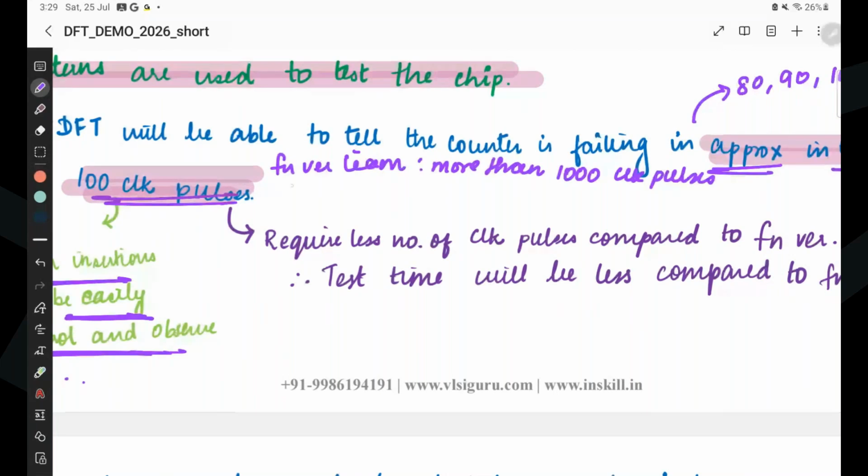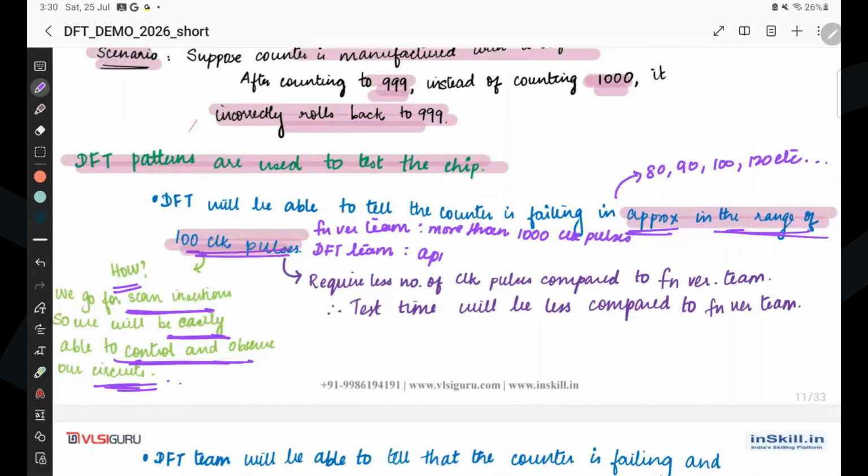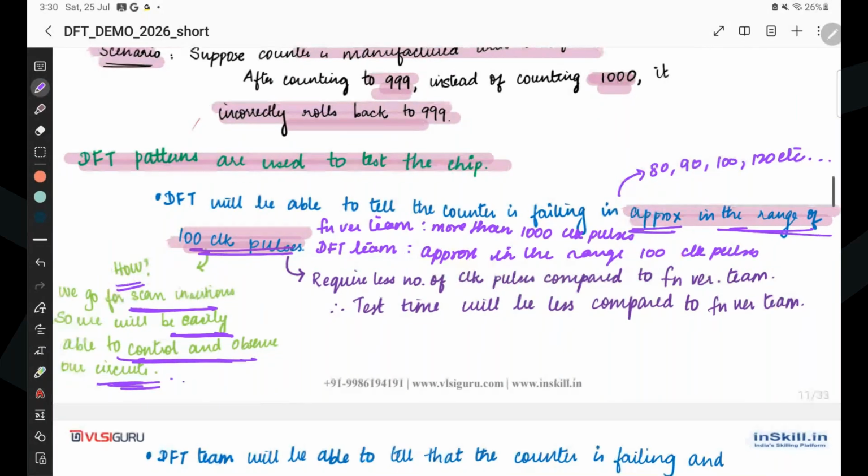And then the DFT team. As I told, we will require approximately in the range of 100 clock pulses to tell that the counter is failing. So the DFT team will be able to tell that the counter is failing in approximately 100 clock pulses.